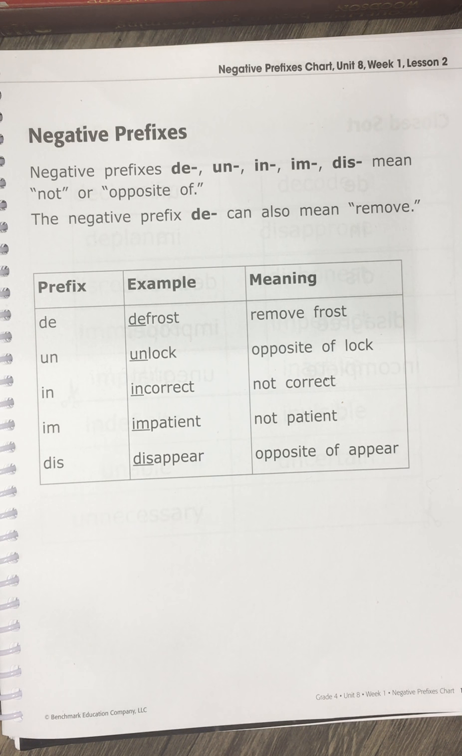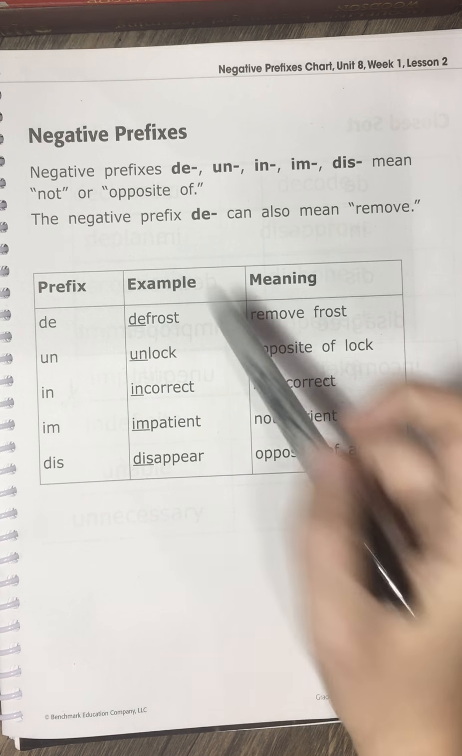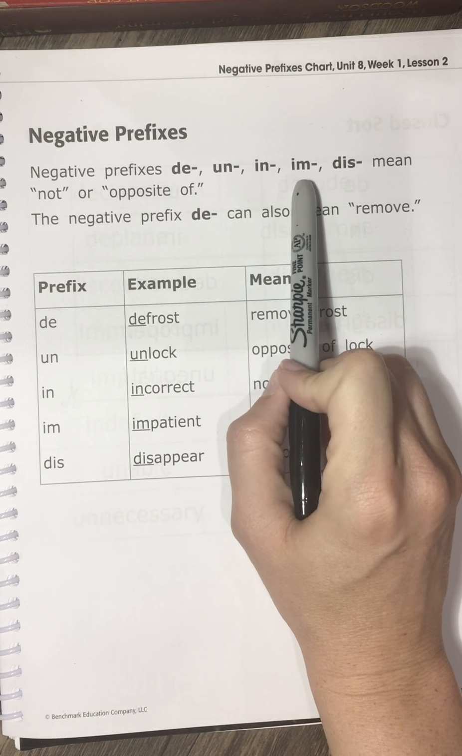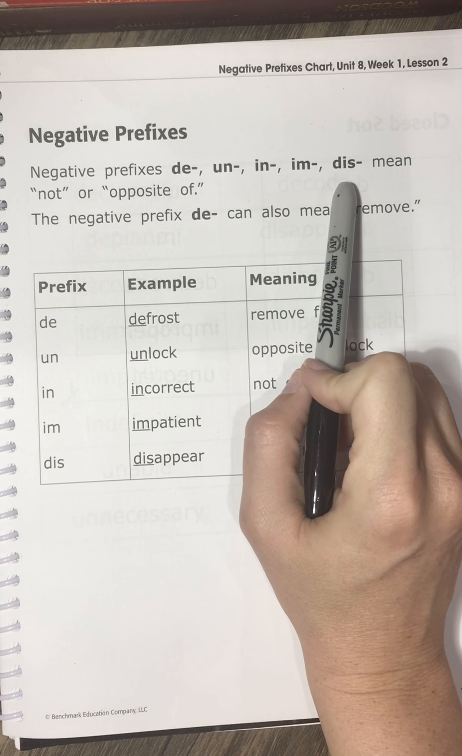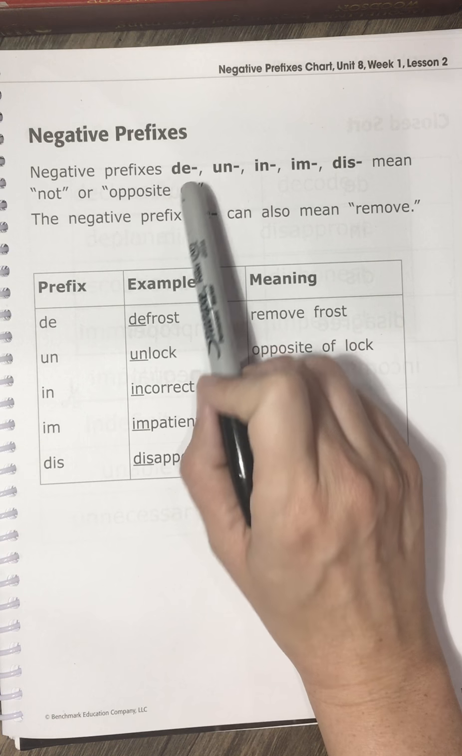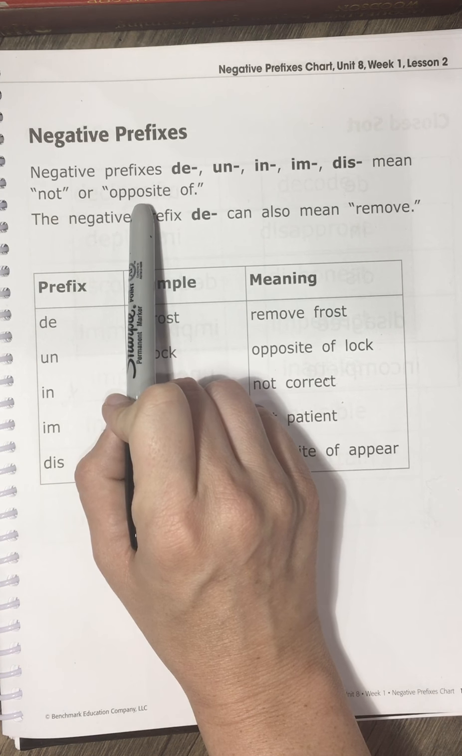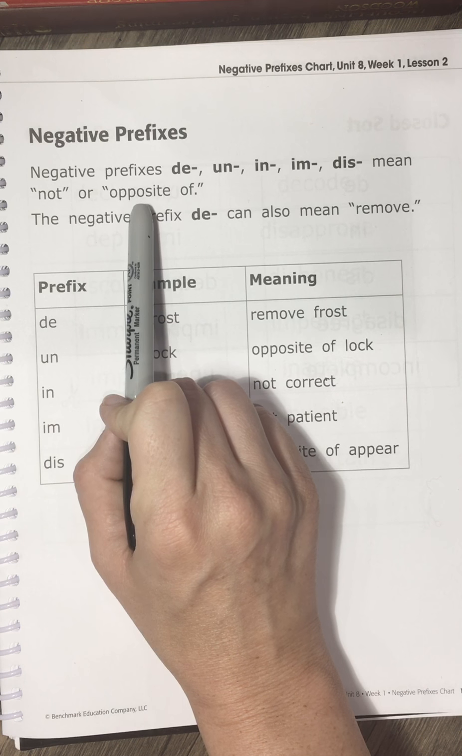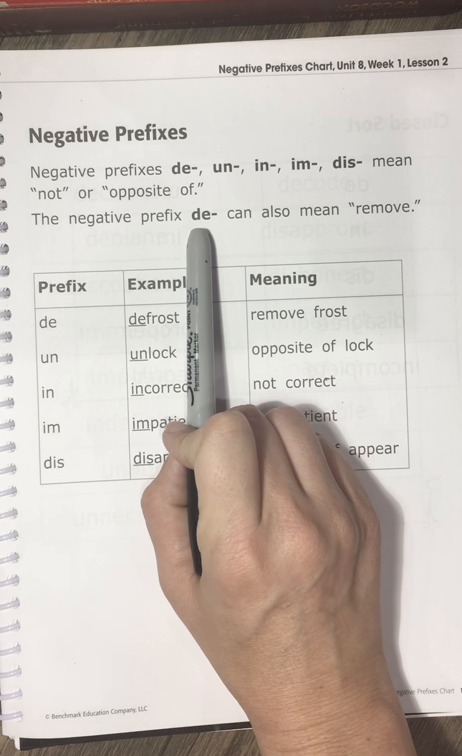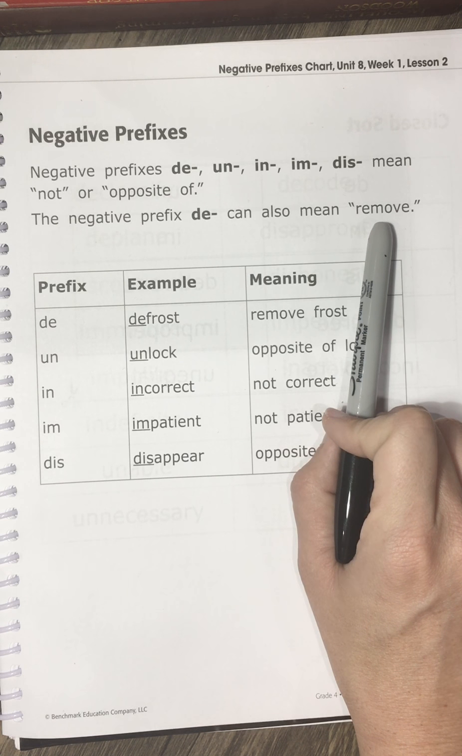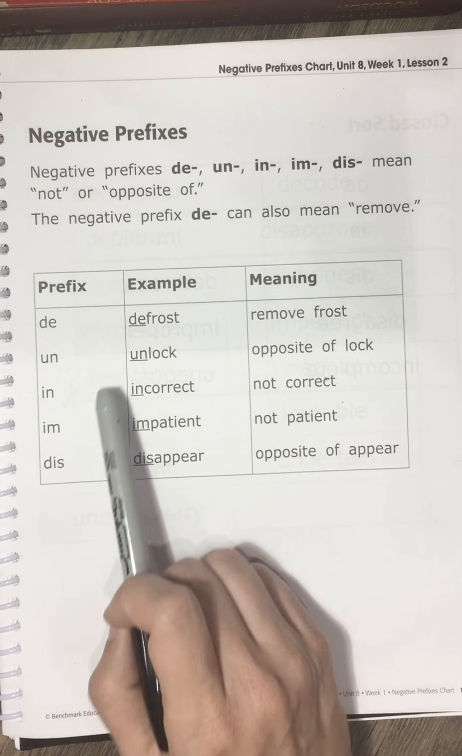Okay, so I'm going to go ahead and get started. So the different negative prefixes that we're going to work on this week are going to be de, un, in, im, and dis. So for the most part, these are going to mean not or the opposite of the root word that it's attached to. So sometimes the prefix de can mean remove. So we are just going to focus on these for right now.